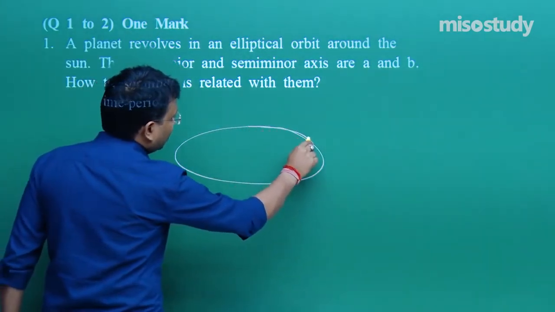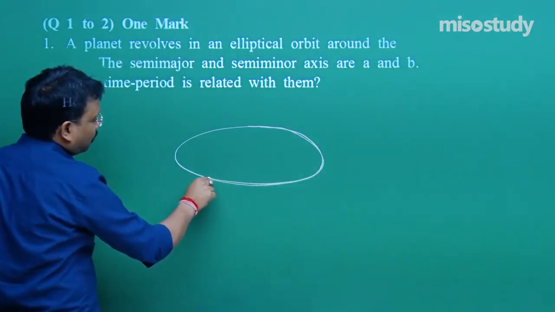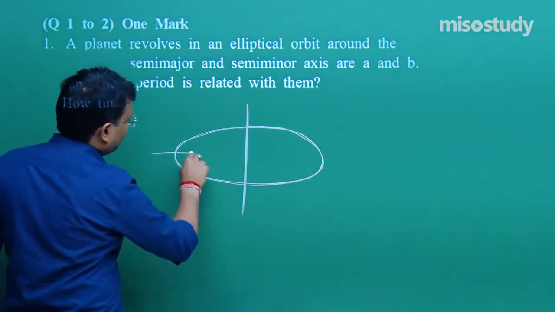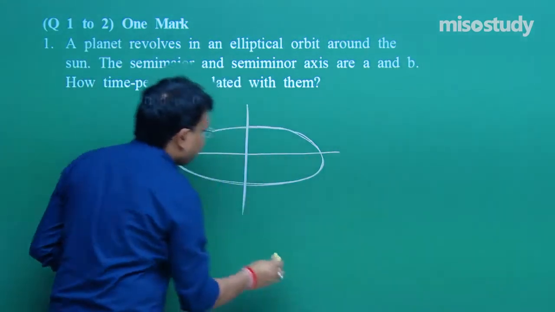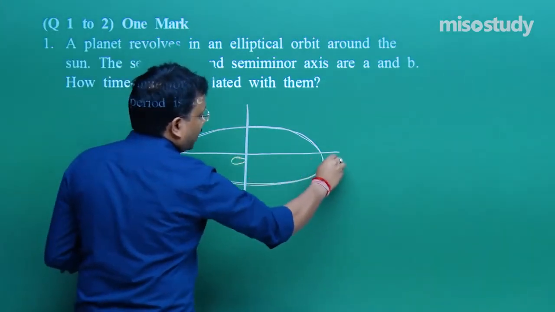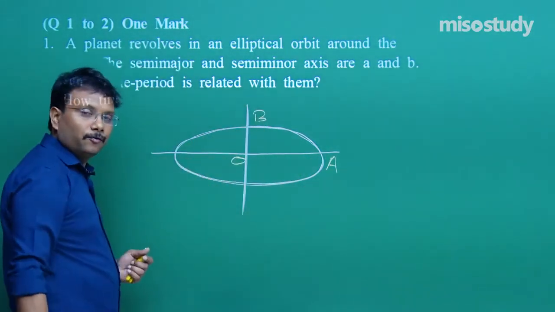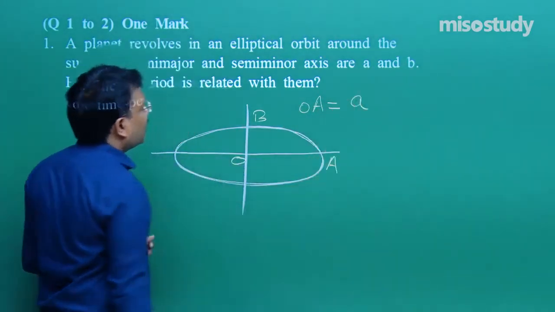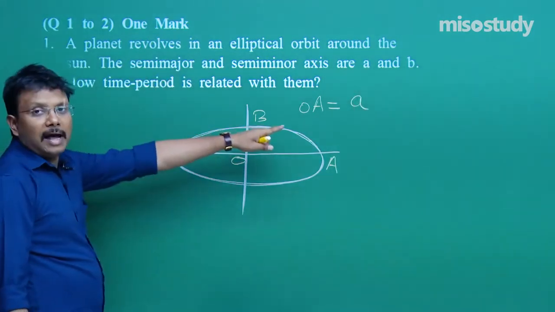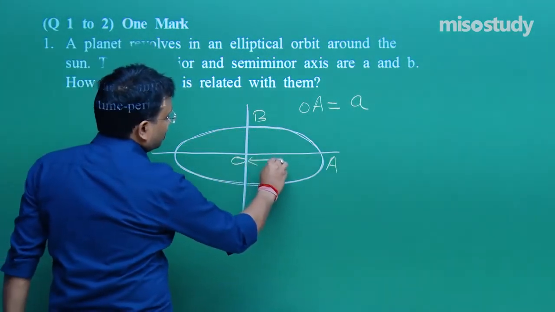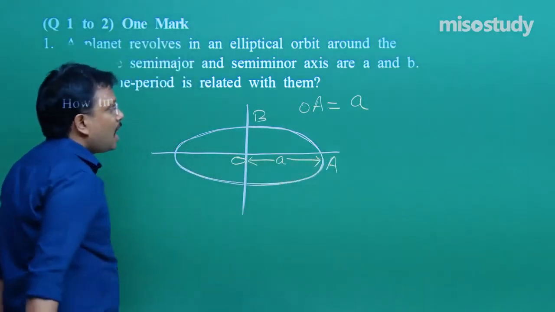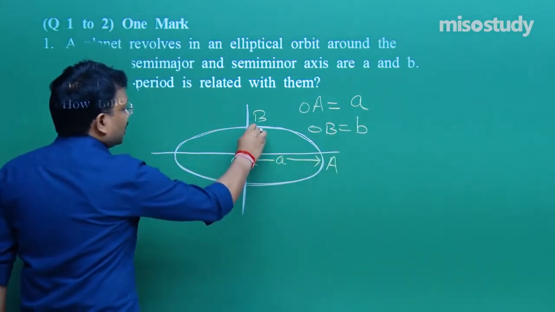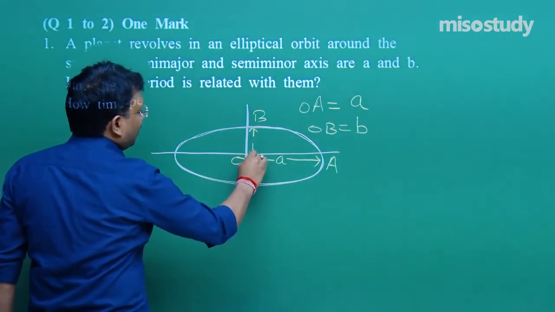this is the elliptical orbit of any planet around the sun. Fine, elliptical orbit. And then let us say this is O, A and B. Fine. So, OA is equal to A, as it is mentioned. What is it? It is the semi-major axis. So, this much is the semi-major axis. And then OB is equal to B. What is it? It is the semi-minor axis.